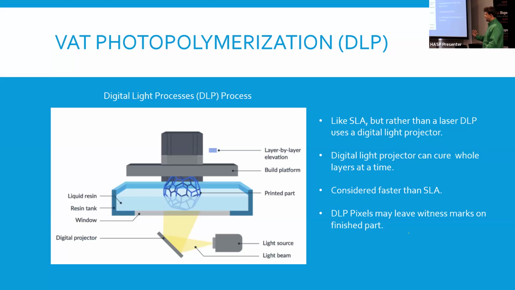However, because it's curing a full layer at a time, DLP pixels may leave witness marks on the finished part. So basically, what you're going to see on the part itself is a little burn spot, or where that layer to layer, it's not as resolved as a common SLA part. And actually, these vat photopolymerization methods are like the secondary favorite of a hobbyist. I know a lot of hobbyists that use these SLAs.